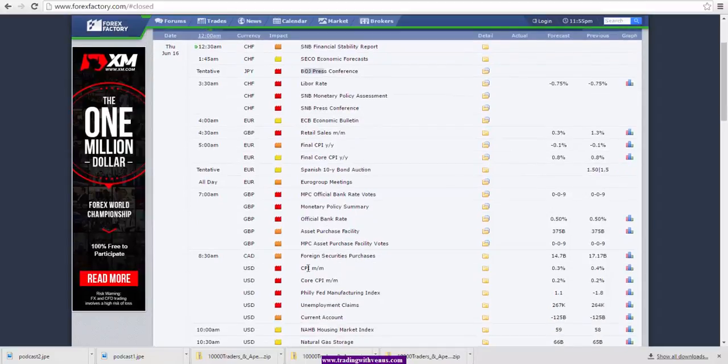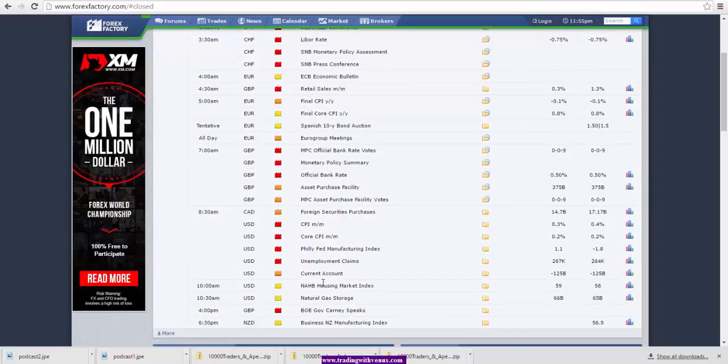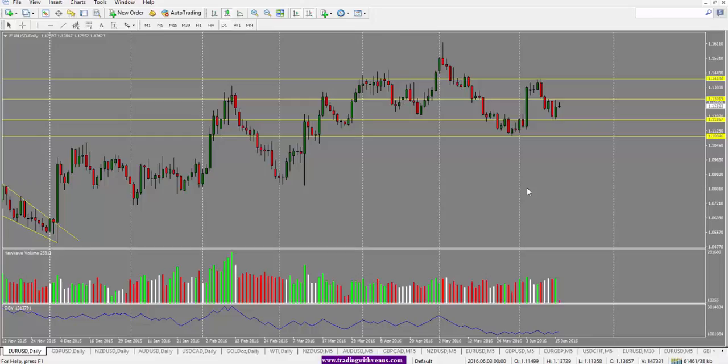Going into the US session, we have CPI and core CPI numbers. This is the inflation number, which is very important and ties into the monetary policy for the US. So this will be important. We have unemployment claims and also the Philly Fed manufacturing index. So these are the main events. Then it slows down from there on. At 4 p.m. Eastern, we do have Bank of England Governor Carney speaking as well. Other than that, it's a fairly quiet day after 10 o'clock for the New York session.